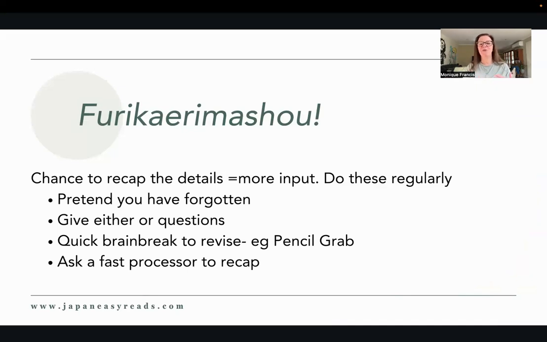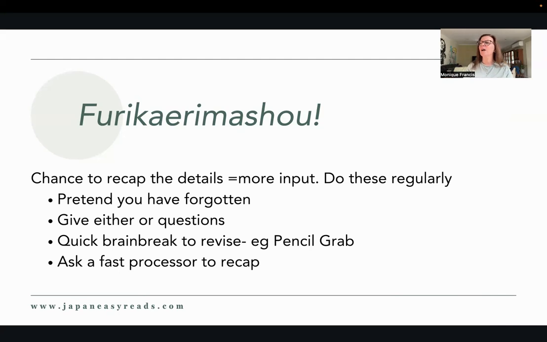So you know, and the students know, and they're getting more input. If we're doing these regularly, they're hearing those language chunks and vocab regularly. So that helps them to process that language. So how do we do this?